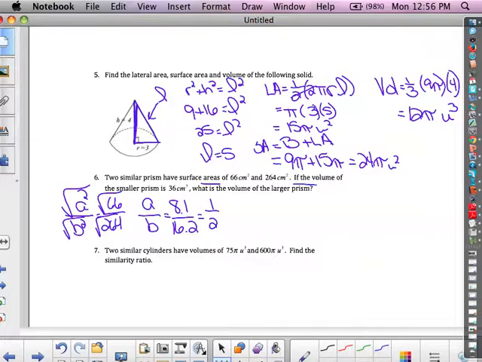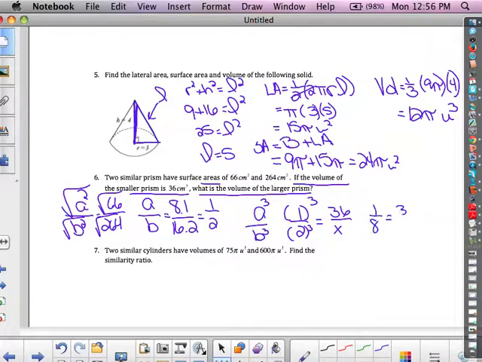Now you have the volume of a small prism and you want the volume of the larger prism. So that would be A cubed to B cubed. So the similarity ratio is 1:2. You'll cube both of those, set that equal to 36 over x. That gives you 1 over 8 equals 36 over x. Cross multiply, x is equal to 288.